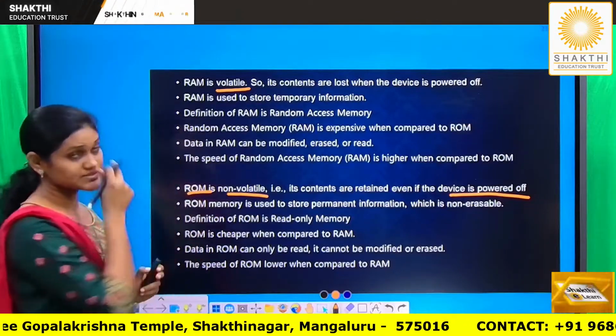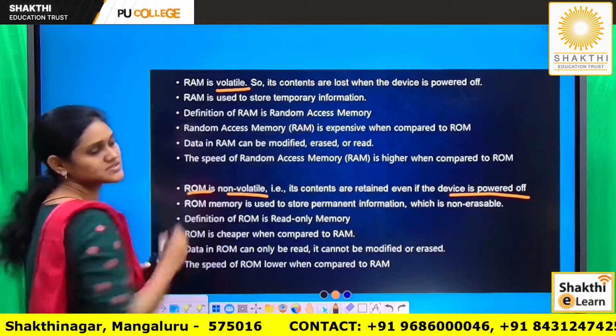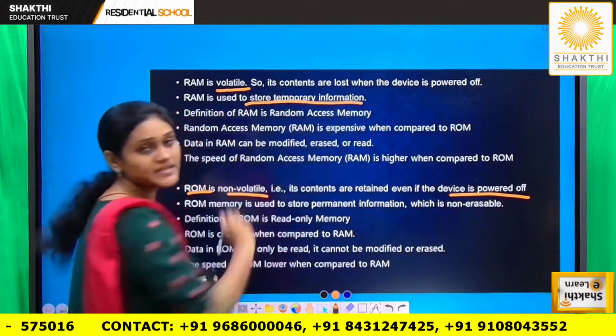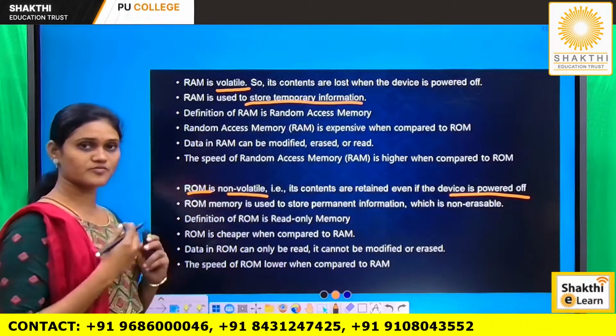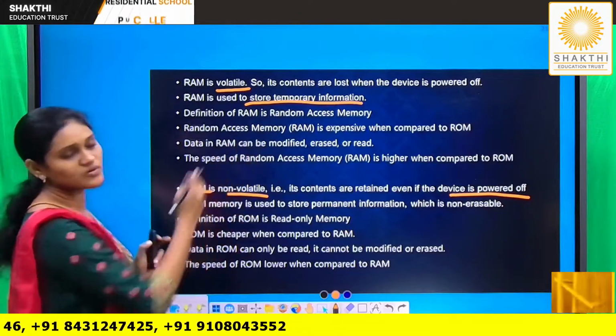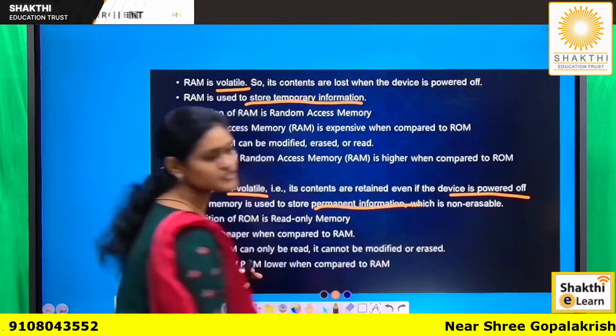Now, let's see the other difference between RAM and ROM. As RAM is volatile, it is used to store temporary information. Obviously, when the power goes off, the data is lost, so you can store only temporary information. In order to store permanent information, you have to use ROM.